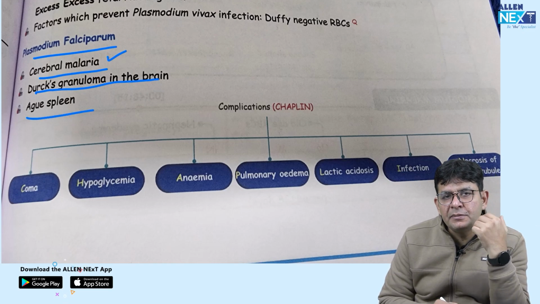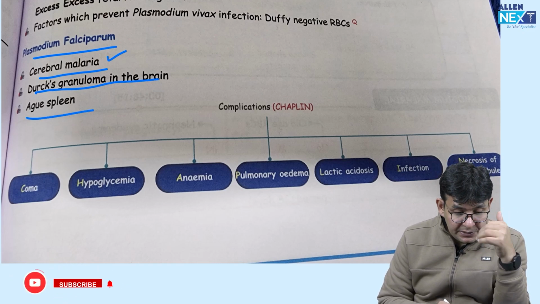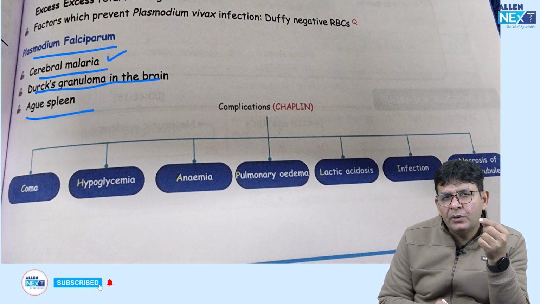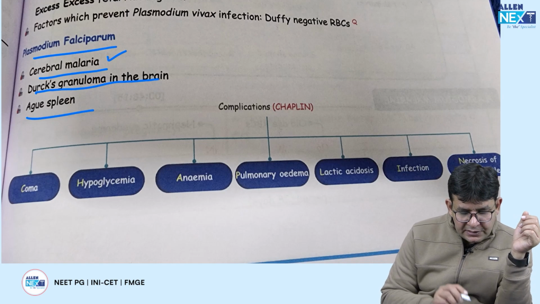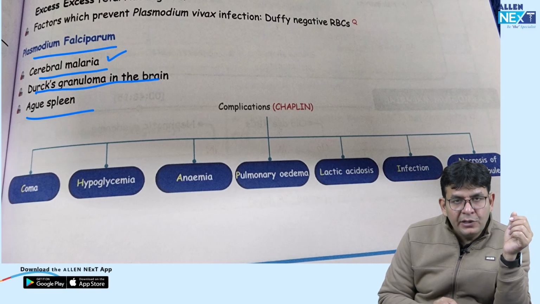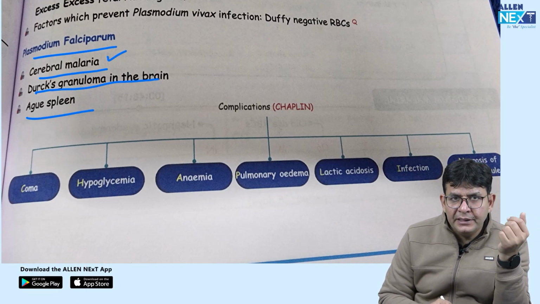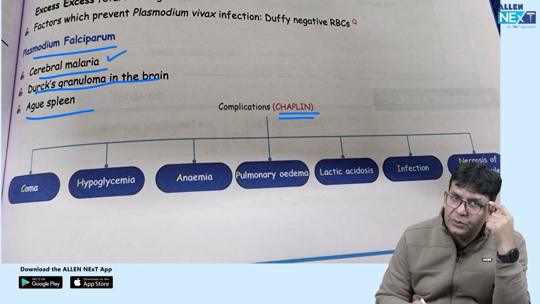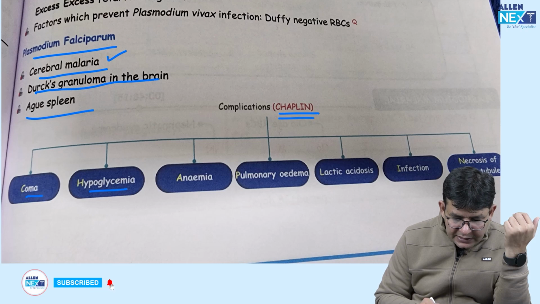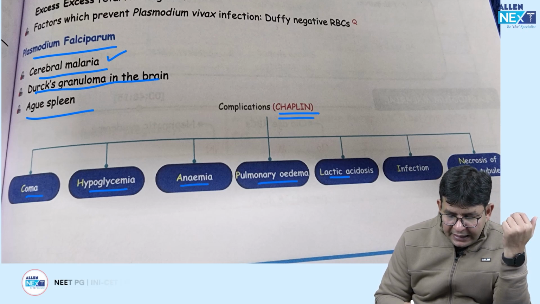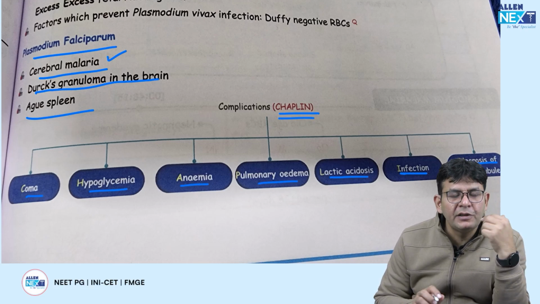And because of the massive culling of the RBCs, that is culling, or you call it killing, what happens? Ague spleen, soft spleen. And these are the complications which ought to come up in future exams: coma, hypoglycemia, anemia, pulmonary edema, lactic acidosis, infections, and necrosis of the renal tubule.